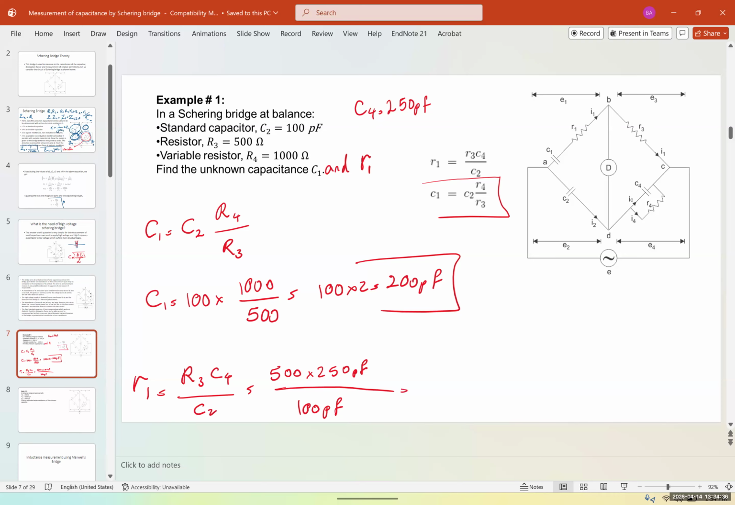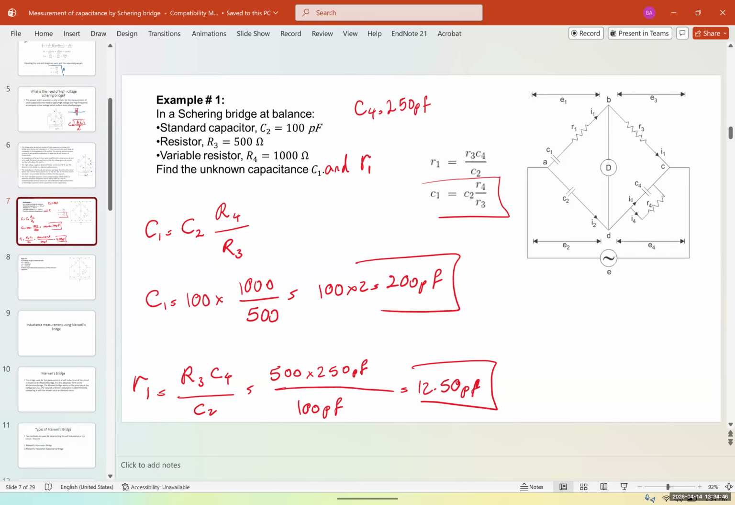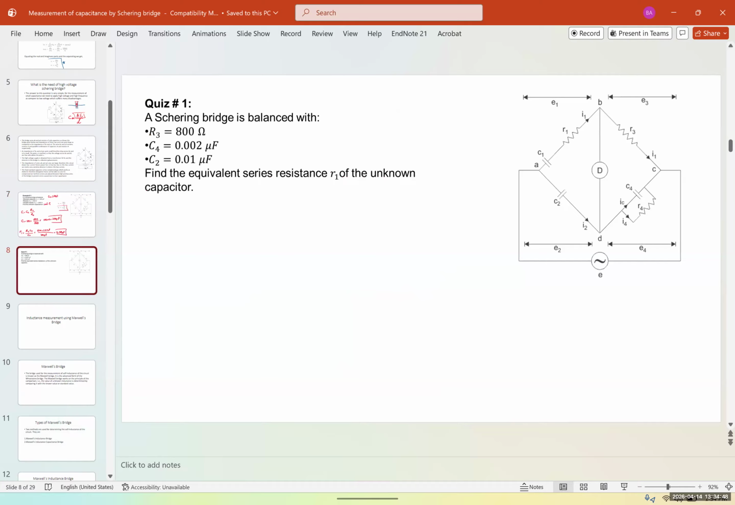So what did you get again? Yes, 1250, which is a very small capacitor. Thank you. Now the quiz.